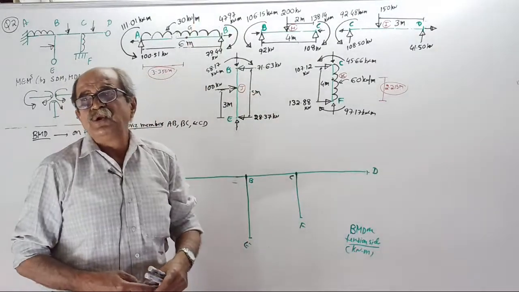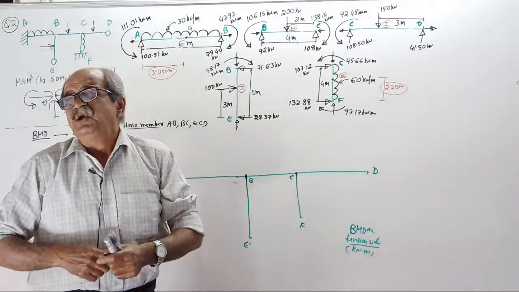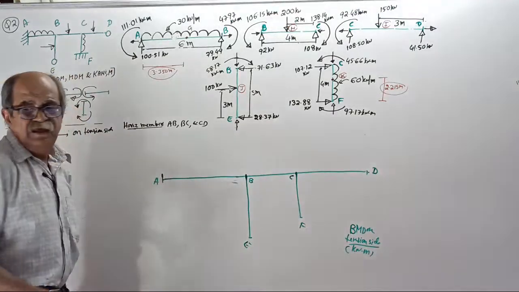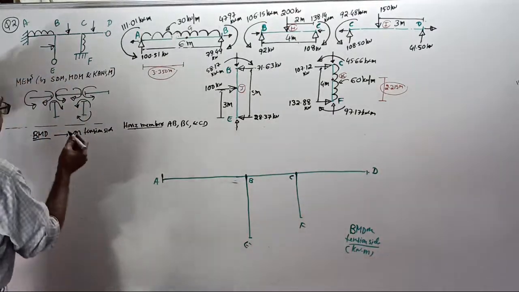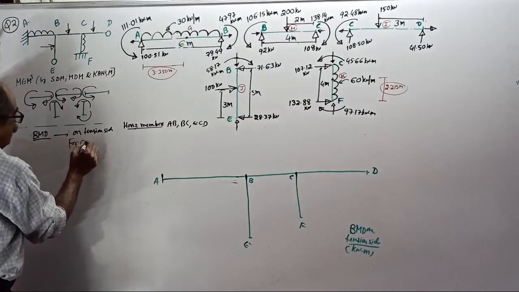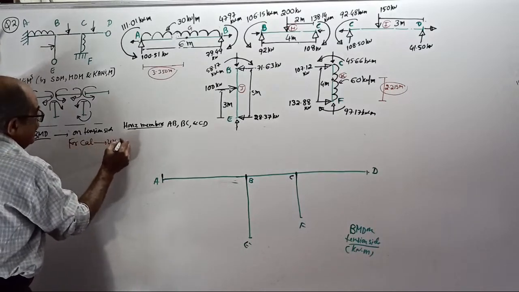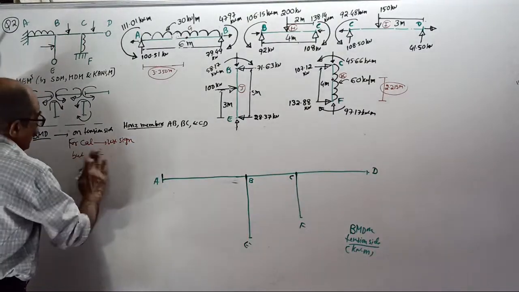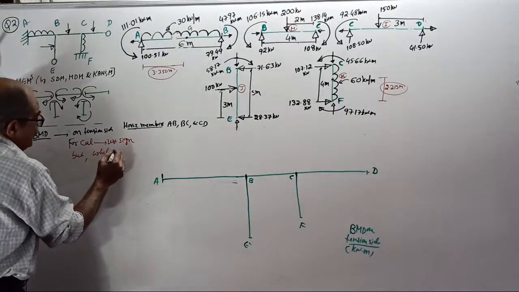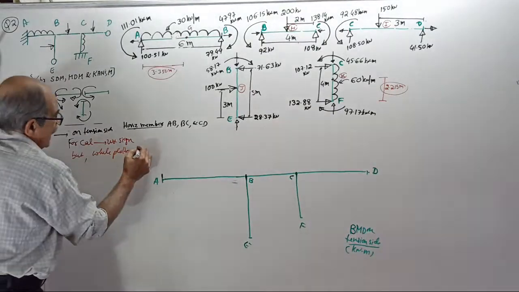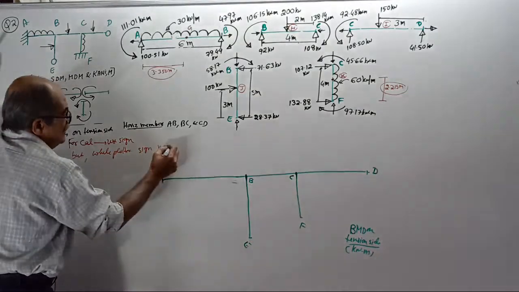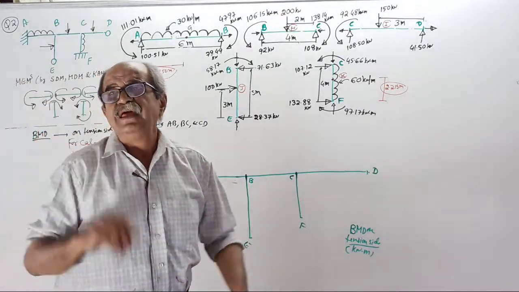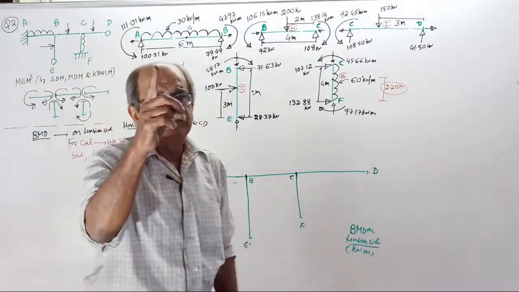Remember, when you draw BMD on tension side, you make a note. For calculation, use sign. But while drawing BMD or while plotting, sign is nonsense. Clear? When you calculate, use sign. But when you plot it, sign is nonsense.